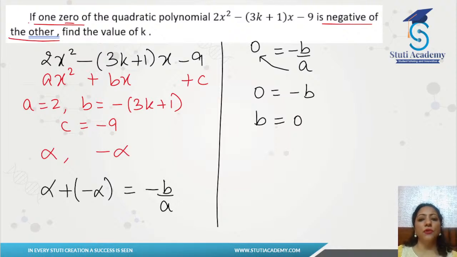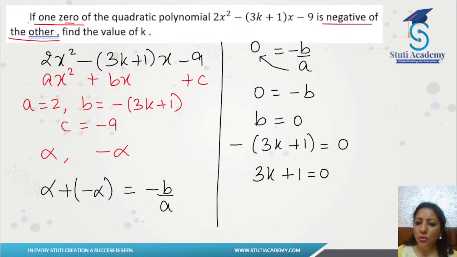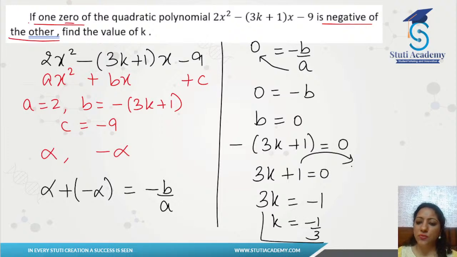Now we need to solve for k. So we have actually made it very simple. Take this b and put it here. It's minus (3k plus 1) is equal to 0. Then you are going to get 3k plus 1 is equal to 0. 1 you can take on the other side. You will get 3k equal to minus 1. And finally k is minus 1 by 3. So it's very easy. We have got the value of k as minus 1 by 3.